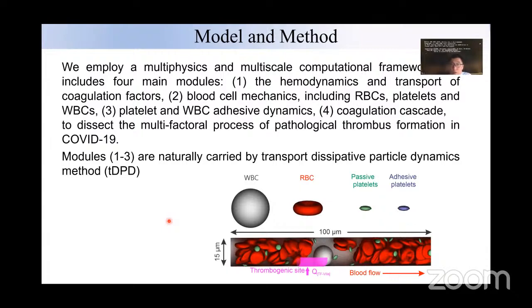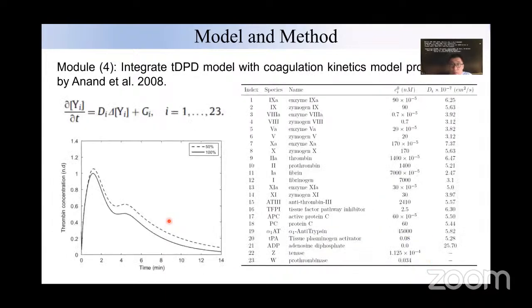So the first 3 modules are actually integrated in the framework which is developed by the organizer of this complex flow seminar, Dr. Zhen Li. And in the 4th module, we can introduce different types of coagulation models into this framework. In our current work, we introduce this very classic coagulation model developed by Dr. Annan in 2008. This model involves 23 species, which are described by 23 ordinary differential equations. The key output of this coagulation model is the generation of thrombin, which plays the key role in activating the platelet.